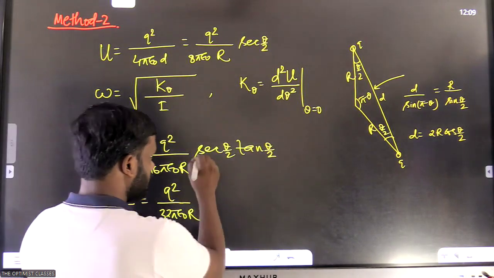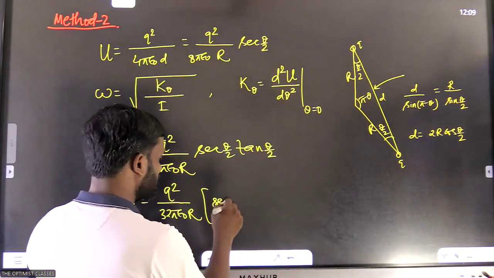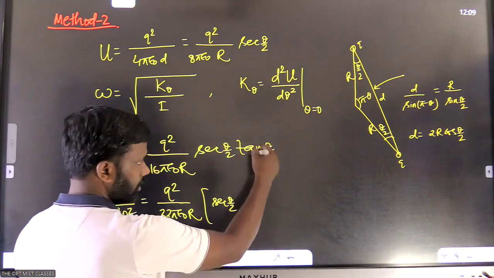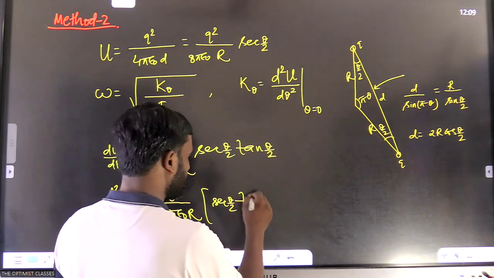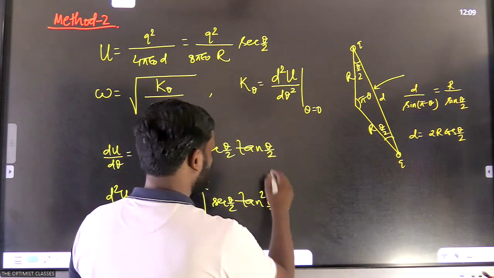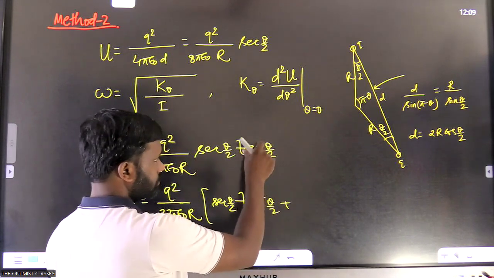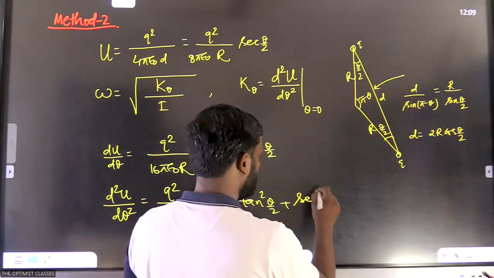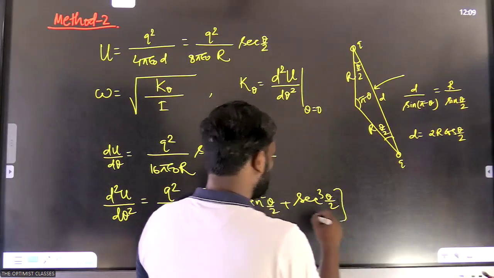And now let's differentiate sec theta by 2 first. It will give you sec theta by 2 and tan theta by 2, and already we have tan theta by 2, so you will get here tan square theta by 2. Plus, when you differentiate this tan theta by 2, you get sec square and this sec, so this becomes sec cube theta by 2. That's what we have.